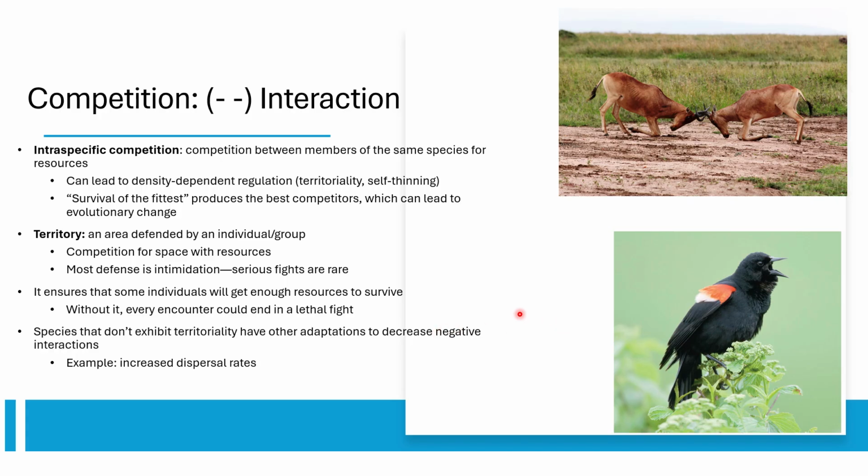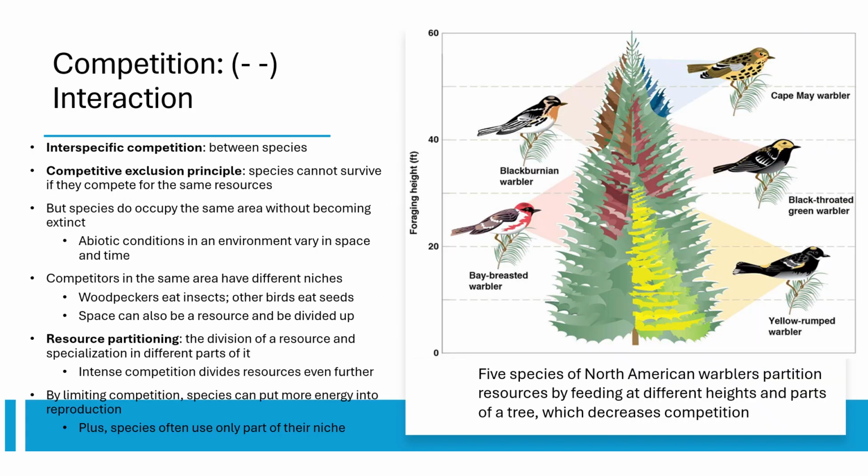Some species do not have territoriality. Other species develop other strategies. For example, they will increase the number of offspring. And then in other instances, competition takes place between organisms of different species.